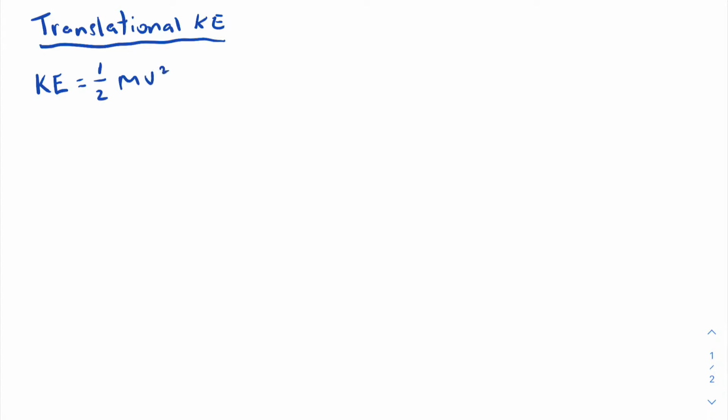In this video, I wanted to discuss rotational kinetic energy. Be sure to watch my video on translational kinetic energy if you haven't already. If you have watched that video, you know that the translational kinetic energy of an object is equal to 1/2 multiplied by the mass of the object multiplied by the velocity squared.